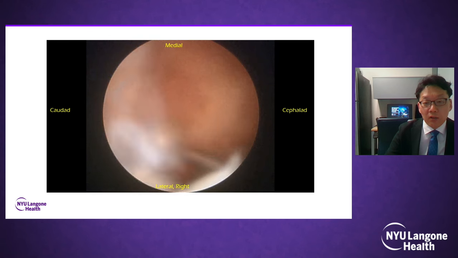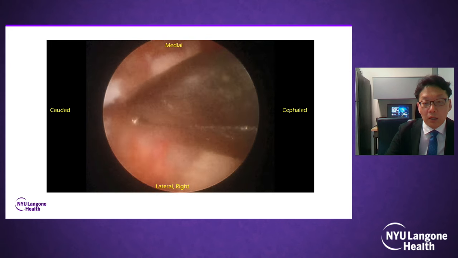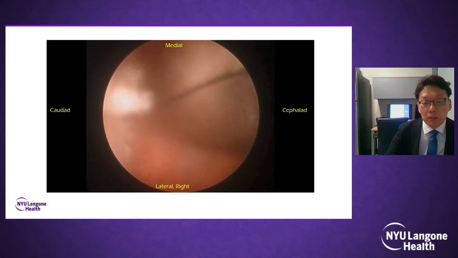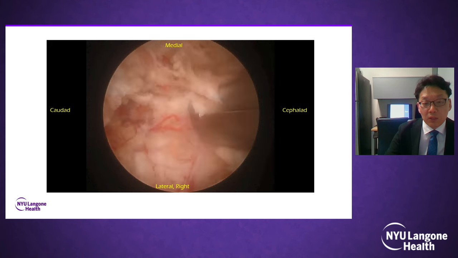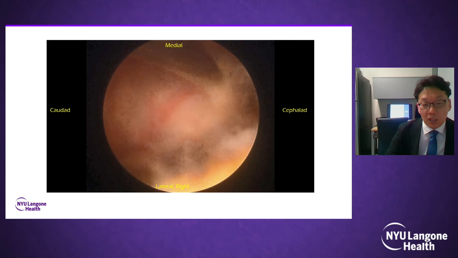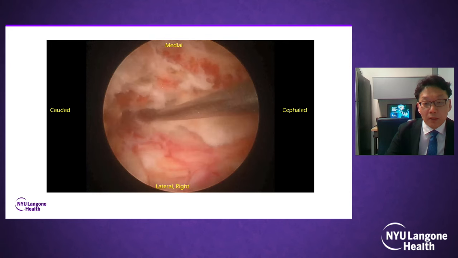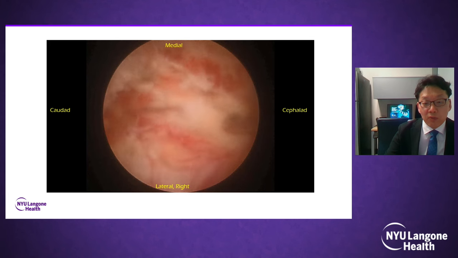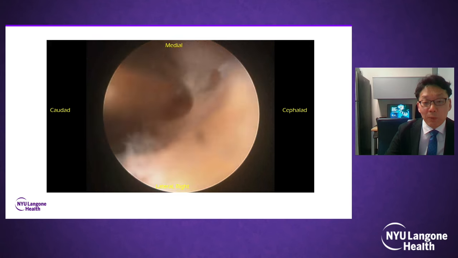And then contralateral drilling was made. The edge of the lateral recess was removed. Lateral recess bone was removed with the punches and also ligamentum flavum was removed. After that, you can see the lateral border of the contralateral dura and contralateral spinal cord.